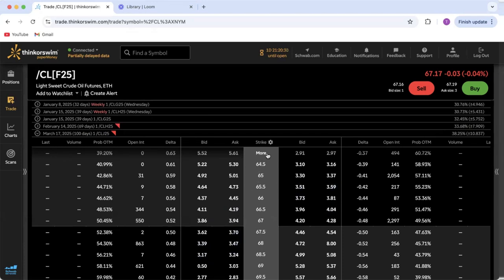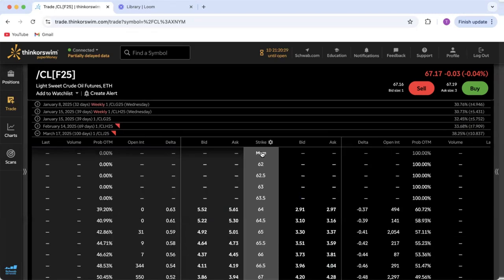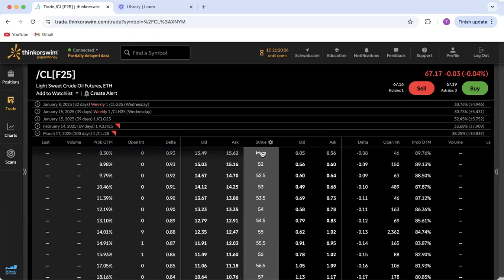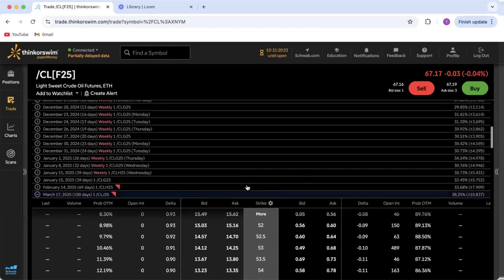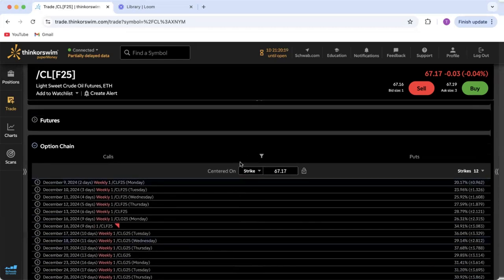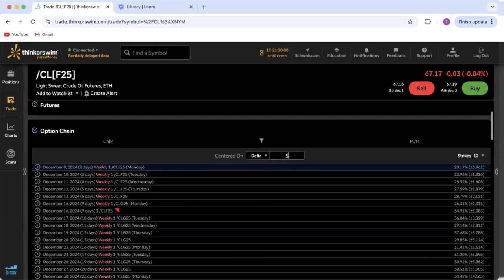All right. Now you can just scroll and go further and further away from the money. Or the easiest way is right up here where it says strike. We change that to delta. We haven't gone over this, but just if you want to play with this once you get yours opened, you change that to delta and you change where it says 50 there, you just put 5 and hit enter.